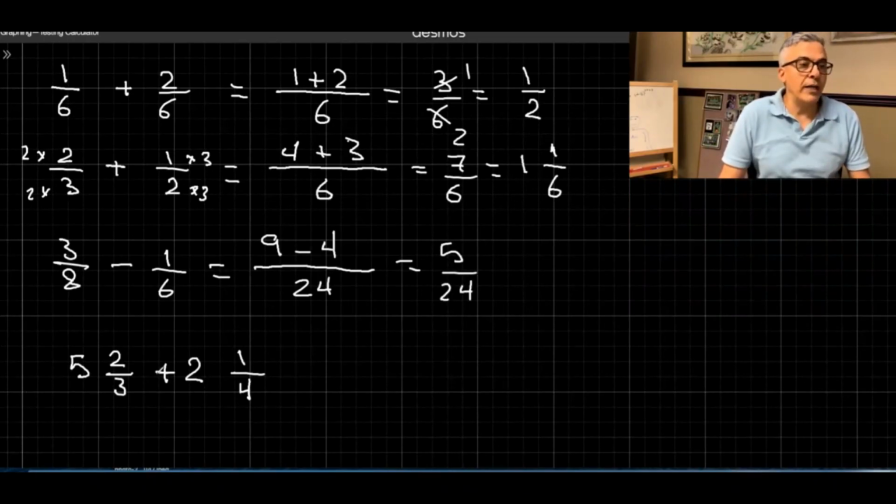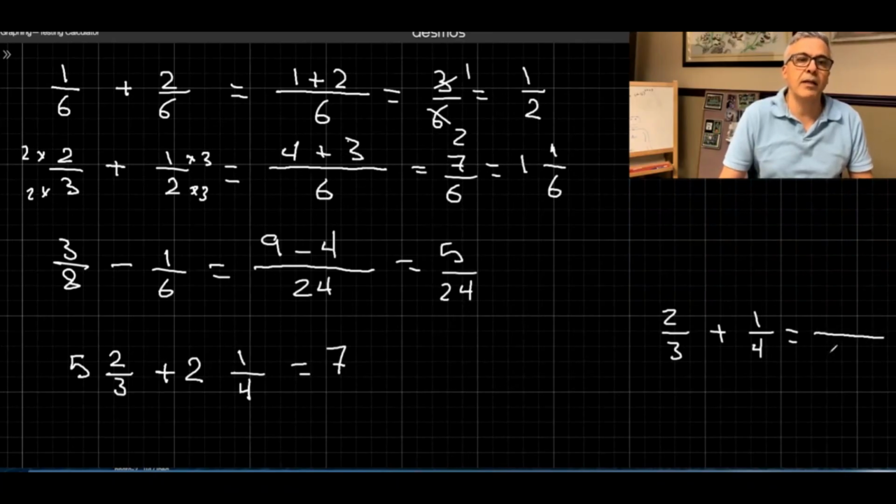So now we're adding mixed numbers. Do we need to change them to improper fractions? No, you don't. If you're more comfortable doing that, go ahead, but I don't. So what I do here, I add the 5 and the 2, I get 7. I take the 2/3 and 1/4 on the side, and I add the 2/3 and 1/4 the same way that I do common denominator here.